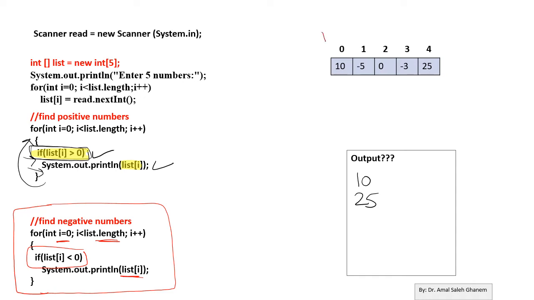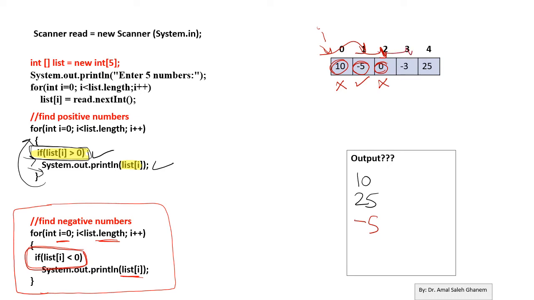Start from the beginning, so i equals 0. The element you are looking at, is it less than 0? So the element 10, is it less than 0? It's not, so I will not do the output. I will be moving to the second location. Minus 5 this time, is it less than 0? Yes. So I will do the output and I will have minus 5. 0, now i is moving, so the element we are looking at is 0. Is it less than 0? It's not, so I will not do the output.